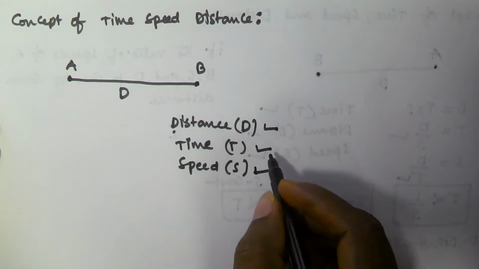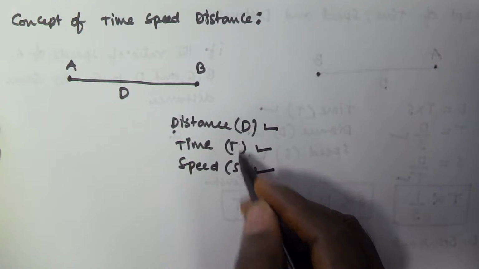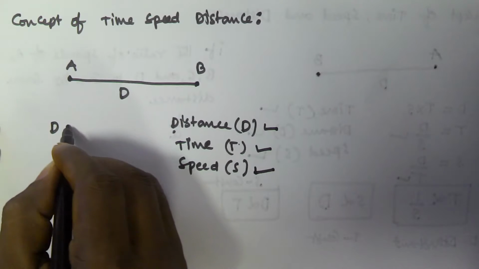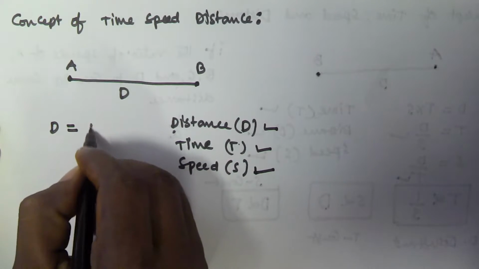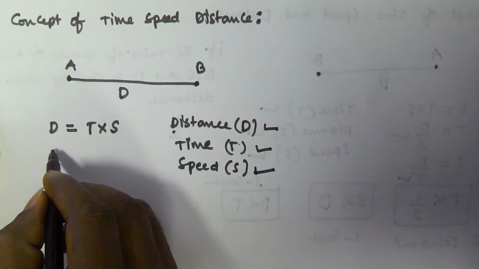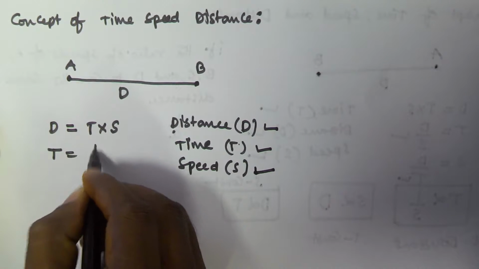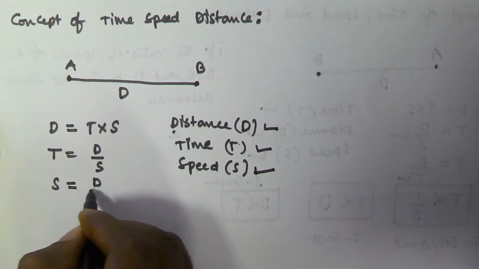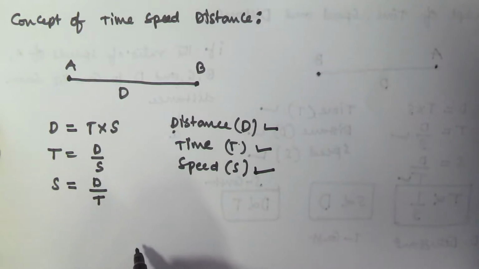So the relationship between distance, time and speed is like this. Distance is equal to time into speed. The same can be written as time is equal to distance by speed, and speed is equal to distance by time.